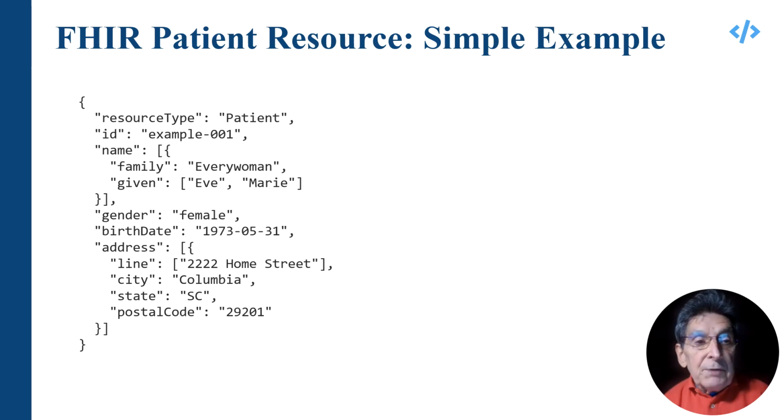Here's an example, a FHIR patient resource, a very simple example. The resource type field identifies what type of resource this is, and it says patient. Every FHIR resource starts with the resource type. The ID is the unique identifier within the server, like 001 in this example. The name element is structured, very structured.